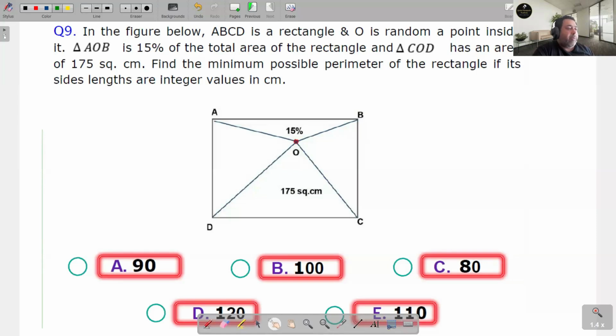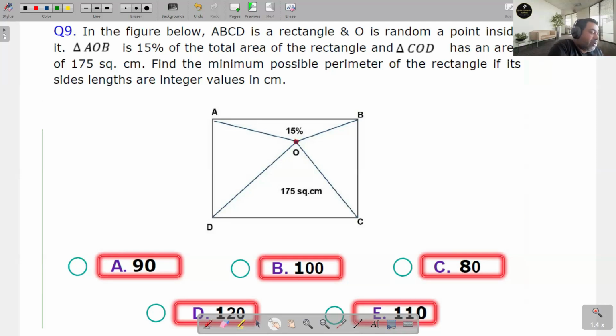Question 9. In the figure below, ABCD is a rectangle and O is a random point inside it. AOB is 15% of the total area of the rectangle, and triangle COD has an area of 175 square centimeter. Find the minimum possible perimeter of the rectangle if its side lengths are integer values in centimeter. All right. So we'll try and do this problem.